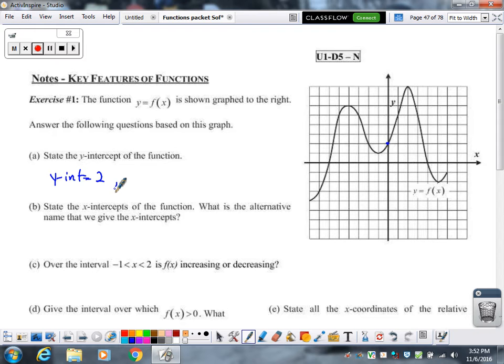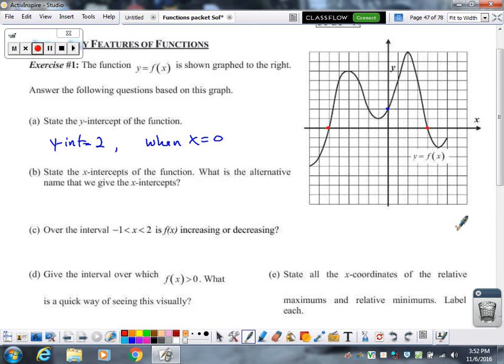And just a reminder, that's when x is equal to 0. Letter B is asking for us to state the x-intercepts. And the x-intercepts is where it crosses the x-axis. We have 2 of them here.